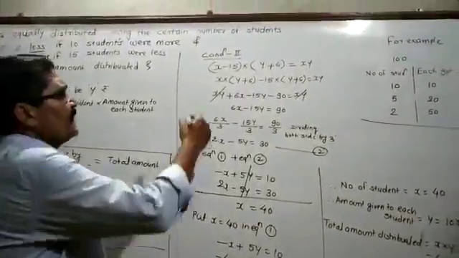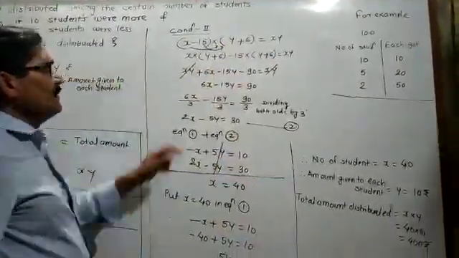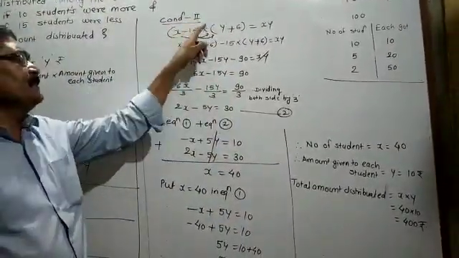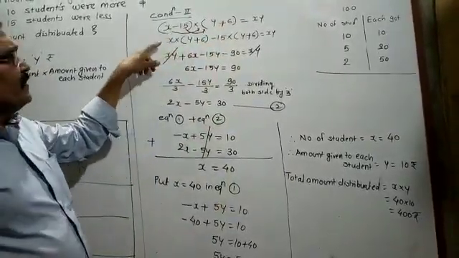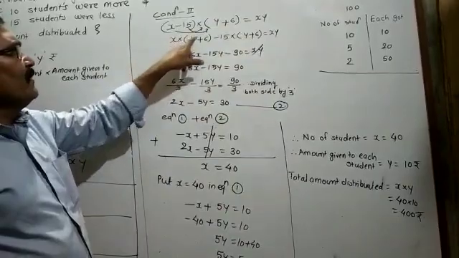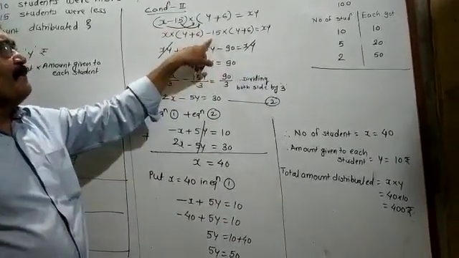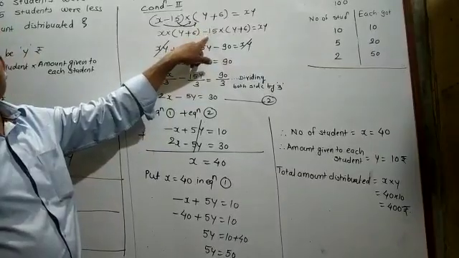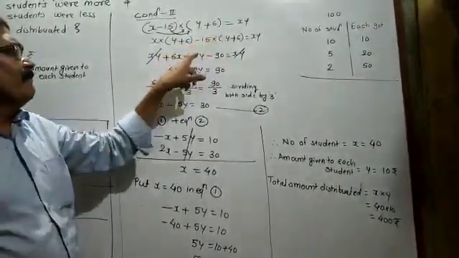In the second condition also, in the same way you have to utilize the distributive law. X multiplied by y plus 6 minus 15 multiplied by y plus 6. After that again you have to distribute this term. X multiplied by y is equal to xy. X multiplied by 6 is equal to 6x. If you multiply by minus any number, at that time you have to change the sign. Minus multiplied by plus is equal to minus.